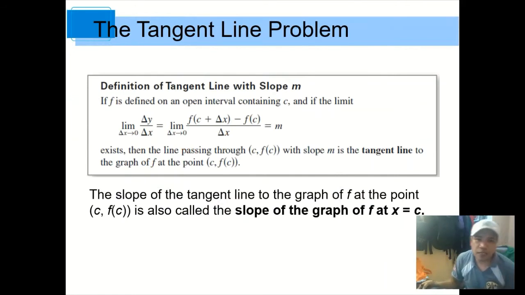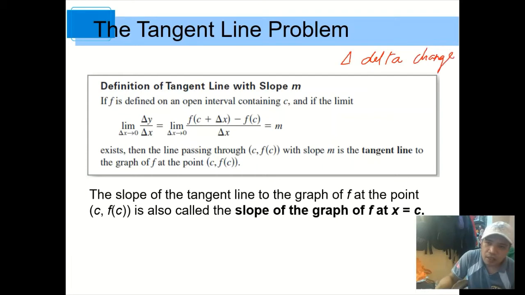Okay, so definition of tangent line with slope m. So, delta y over delta x. Delta is change. The triangle is called delta, and that is actually change. Change in y over change in x. So, delta y over delta x is the limit of f of c plus delta x minus f of c all over delta x as delta x approaches 0.